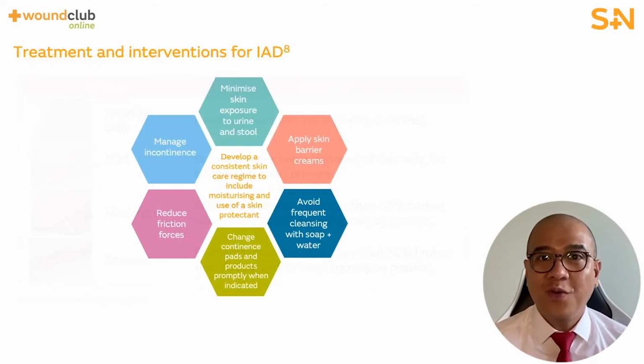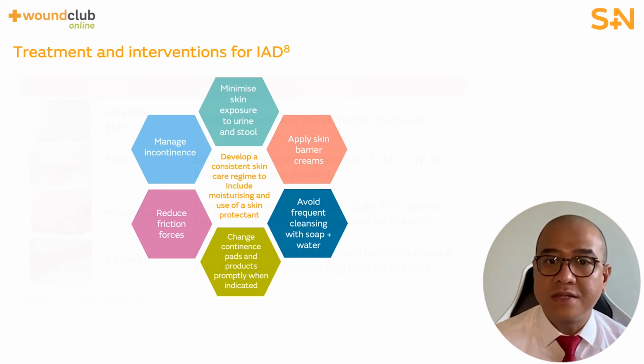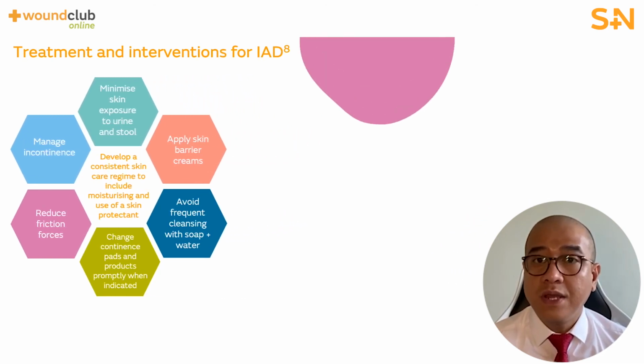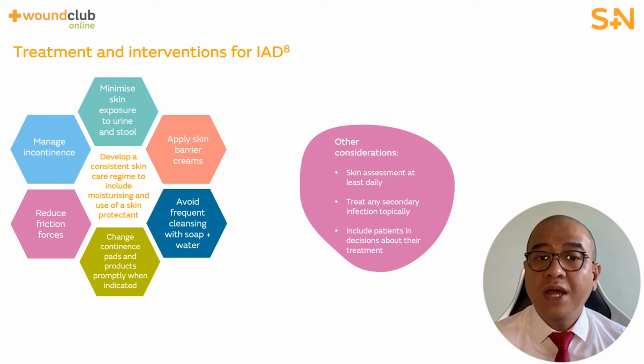Okay, let's now focus on the treatment and prevention of IAD. The following precautions can help reduce the risk. Minimize skin exposure to urine and stool, manage incontinence, and for persistent cases, catheter or fecal containment devices may be needed. And consider strategies that will reduce friction forces. You can apply skin barrier creams and reduce friction forces to protect the skin from further damage. But please ensure that all patients with urinary and fecal incontinence should have their skin assessed at least once daily, depending on the number of incontinent episodes.